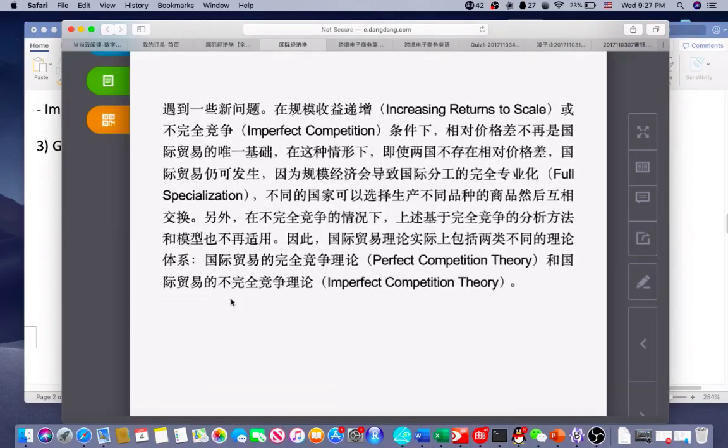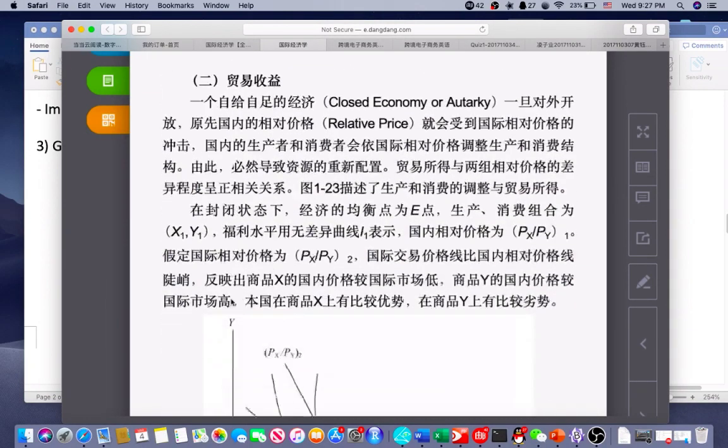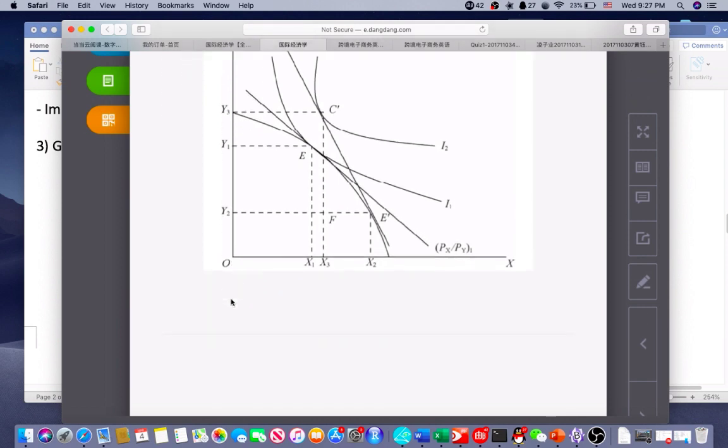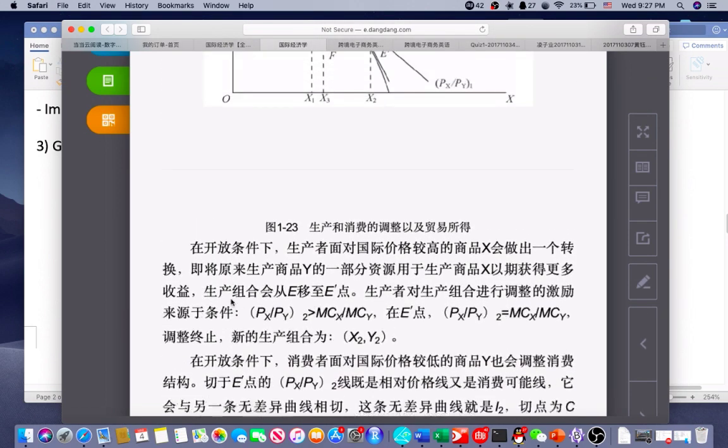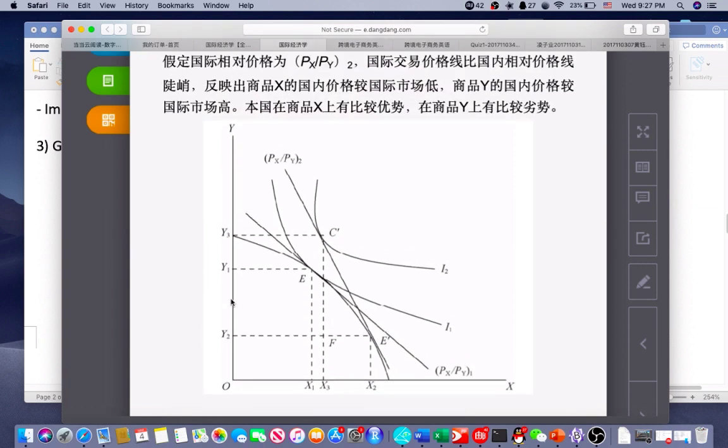On this graph, we can see the outward and upward shift of the indifference curve from I1 to I2. It indicates the consumer point moves out of the PPF, from E to C. The domestic production capability expands, which means the national welfare is better off, realized by international trade.